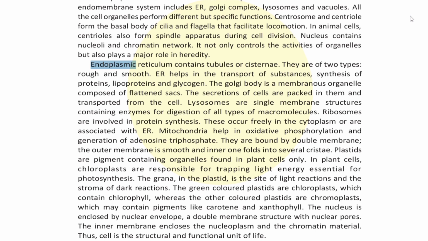Endoplasmic reticulum contains tubules or cisternae. They are of 2 types, rough and smooth. They help in the transport of substances and the synthesis of proteins, lipoproteins and glycogen. The Golgi body is a membranous organelle composed of flattened sacs. The secretions of cells are packed in them and transported from the cell. Lysosomes are single membrane structures containing enzymes for digestion of all types of macromolecules. Ribosomes are involved in protein synthesis. These occur freely in the cytoplasm or are associated with the endoplasmic reticulum.